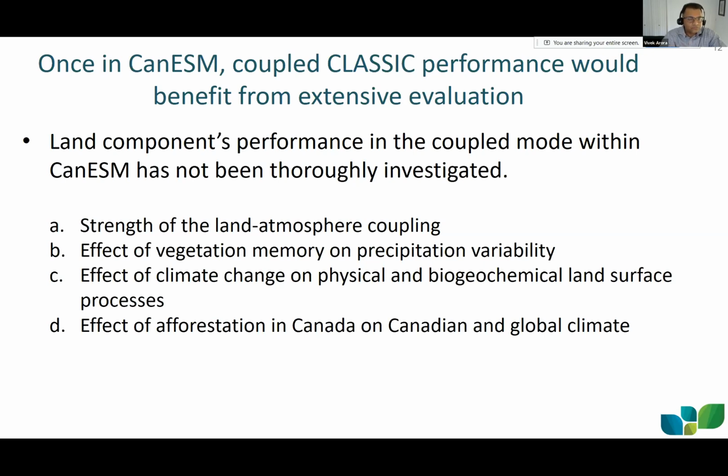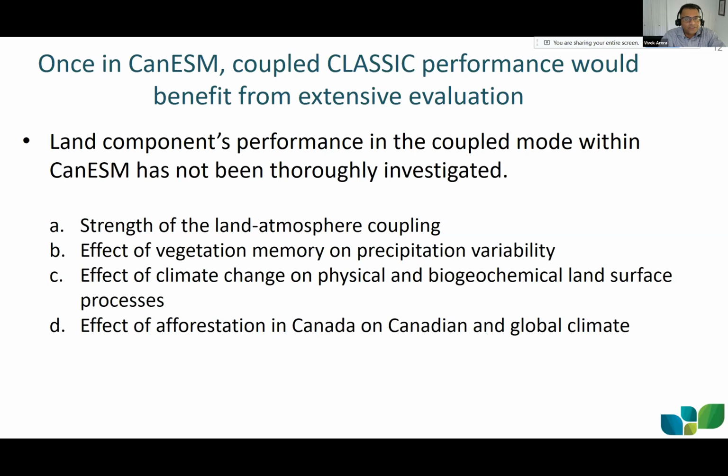Some of the examples I'm listing here just to give you a flavor. These are the things I've been thinking of doing, but never had the time to do. So the strength of the land atmosphere coupling, for example. Now vegetation has a memory, just like soil moisture, and it affects precipitation variability. Talking with Bill Merrifield in our group, who does seasonal forecasting and decadal forecasting, he said that vegetation memory does improve precipitation variability, but I have never been able to quantify that.